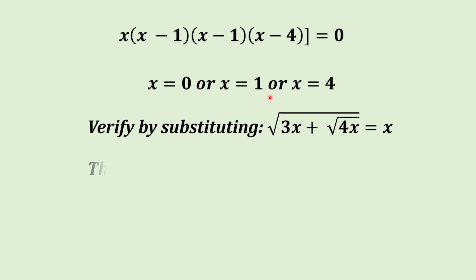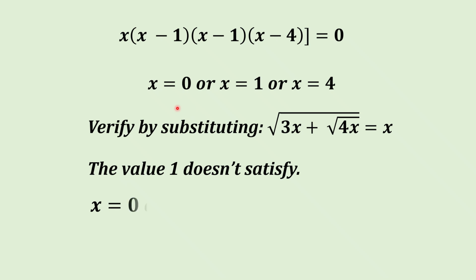But x equal to 1 does not satisfy. X equal to 1 will not satisfy this equation, because 3 into 1 will be 3, plus square root of 4 into 1, which is 4, and square root of 4 will be 2. So 3 plus 2 is 5, square root of 5. So the value does not satisfy the equation. So reject x equal to 1. So the final answer is x equal to 0, x equal to 4.